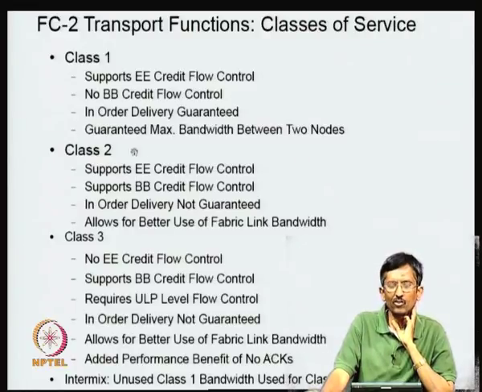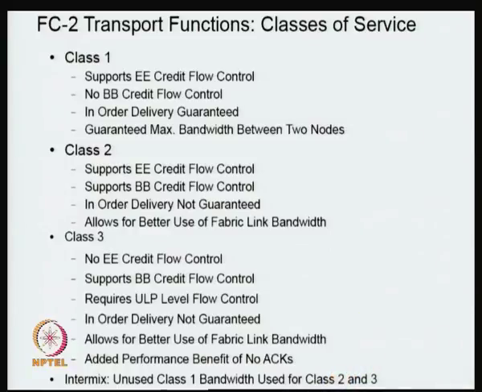Okay. There is also another one called class 2. It basically has end to end credit flow, but does not support in order delivery. Okay. But anyway, the most widely used is class 3, so we will not discuss the other ones. Okay. There is another statistical model also available if you want to use it. If some class 1 bandwidth is not used, you can use it for class 2 and class 3. This is some kind of statistical multiplexing model.